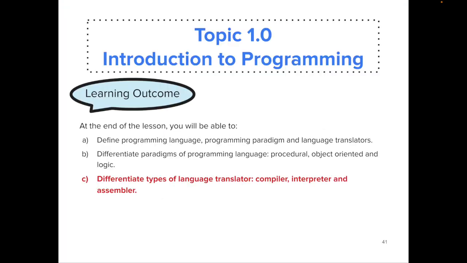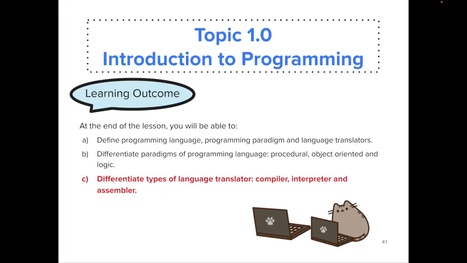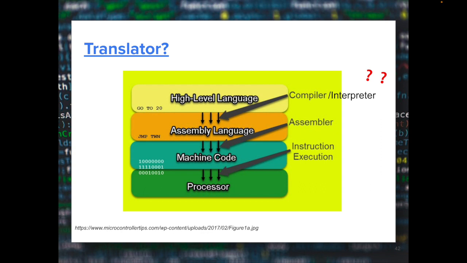Okay? So just to recap the learning outcome. For this subtopic 1.3, at the end of the lesson, you will be able to differentiate types of language translator, which is compiler, interpreter, and assembler. So kita akan cover 3 jenis translator ini. Okay, so sebelum tu, obviously, kita kena tahu translator ni apa.